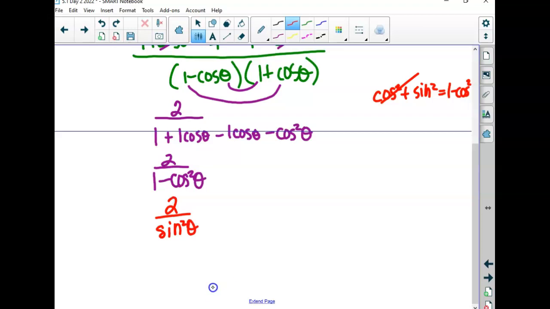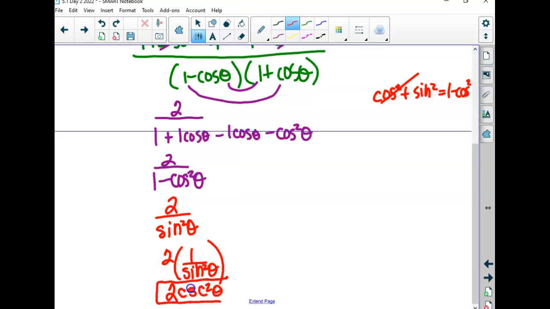Anybody know what they might trade that for? Yeah, because it's a 2 and there's a sine in the denominator, right guys? What does a sine in the denominator really mean? 1 over sine, so that is a cosecant, and it's squared. So this they might trade for a 2 cosecant squared.